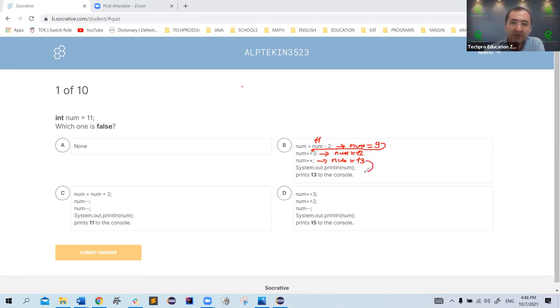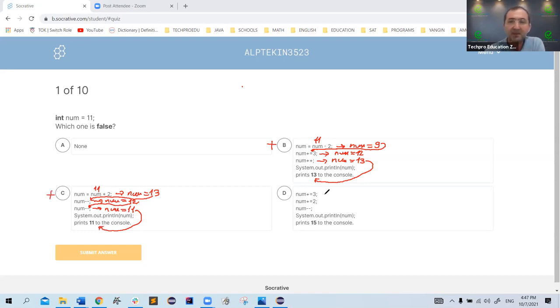Then when we print, we will get 13 on the console. This is true, you see. Next, num is 11, 11 plus 2, here we get 13, then this is decrement by 1. When we decrease the value by 1, it is 13, so we take 13 here and decrease by 1, so the value of num will be 12. We have another decrement by 1 once more, so we put the old value here and decrease by 1, 12 minus 1 will be 11. When we print it on the console, we'll get 11.